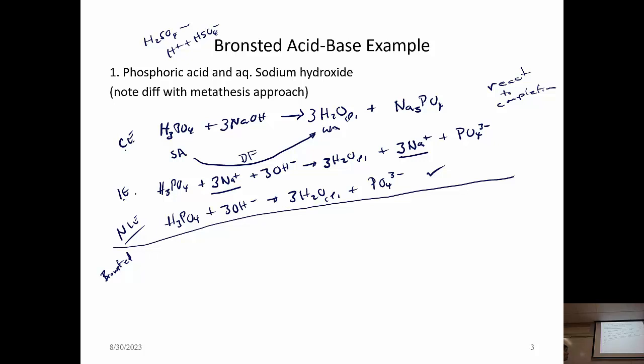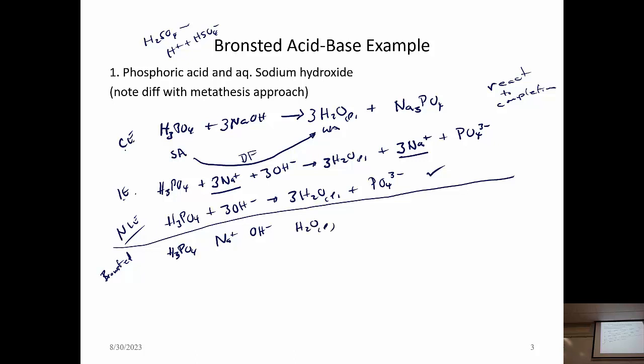The Bronsted method we do a little bit differently. In the Bronsted method, the first step is we inventory. So the major species would be phosphoric acid molecules in water. Water is not enough to ionize it, so it just stays as the molecule. However, sodium hydroxide ionizes into sodium ions and hydroxide ions. Here, I'm not going to balance because I just want to look at reactivity, what's reacting together. And then we have one more species present, and that is water.